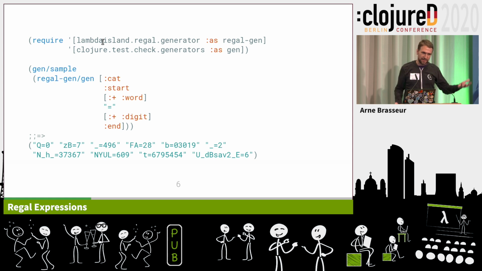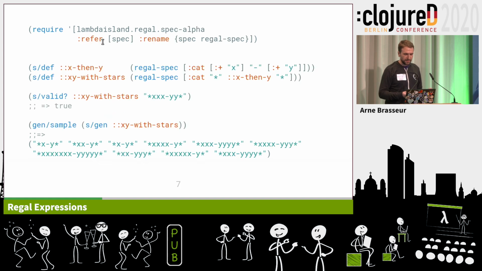So you can take that same expression, and now you get a generator which generates conforming values, and you can do property-based testing. Okay, that's nice. What else can you do with it? Well, it integrates with spec.